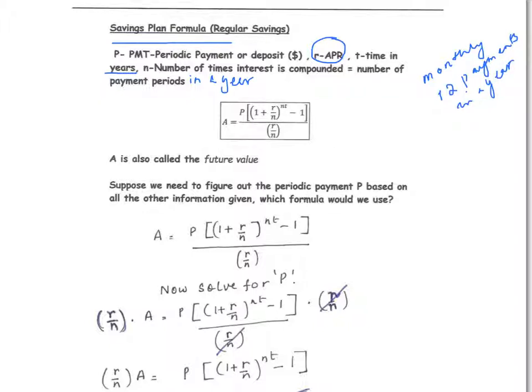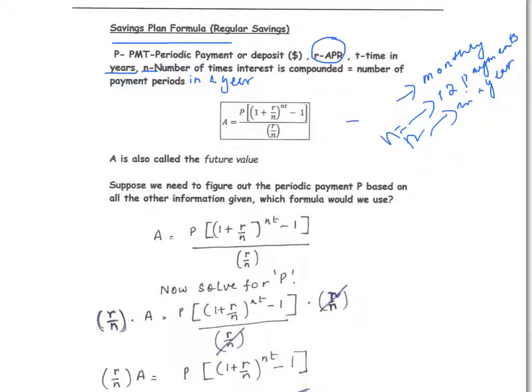So 12 payments in a year, monthly payments. So N is equal to 12 in this case. So that's how we figure out N. It's by the number of periodic payments in a year.